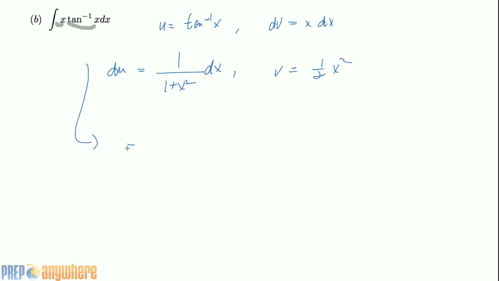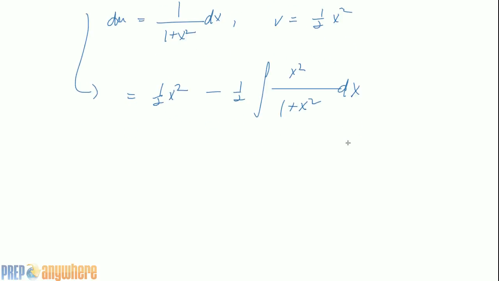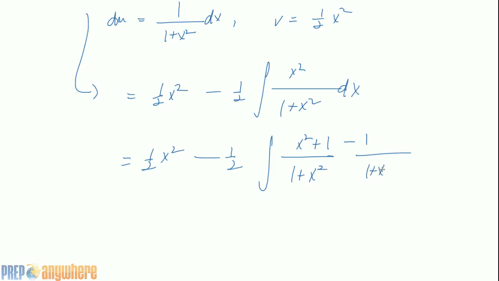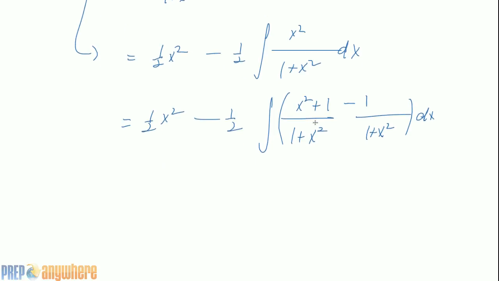Okay, so then this whole thing can be expressed as half x squared minus half of x squared over 1 plus x squared. So actually, let's first do the long division. This is the same thing as x squared plus 1 minus 1. I'm going to split it like this. I just added 1 and subtracted 1, and that will turn into a 1. And we have this.